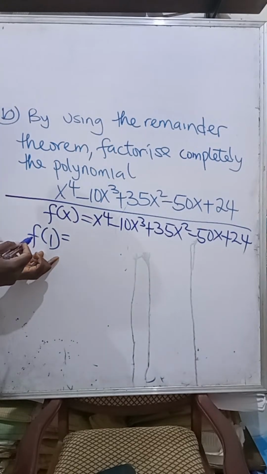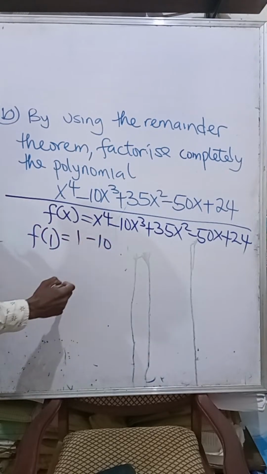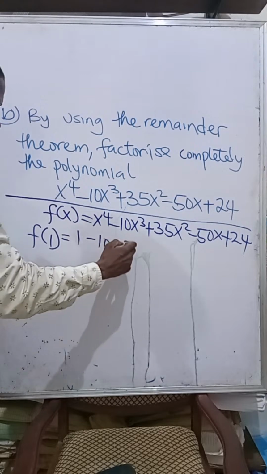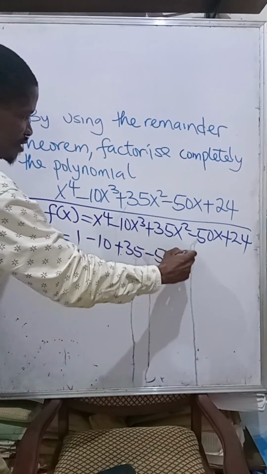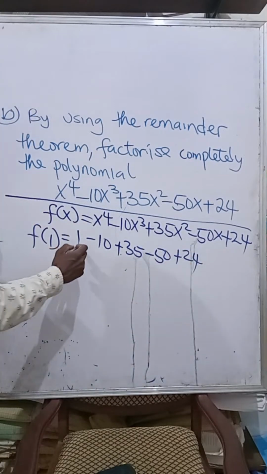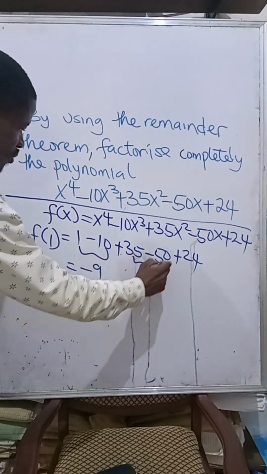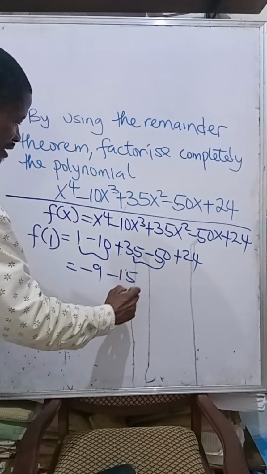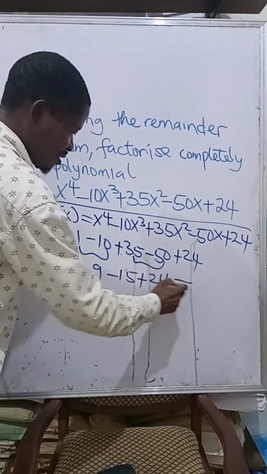If you pick one here, let's put it into this equation. So that'll be 1 minus 10 plus 35 minus 50 plus 24. That's what we have there. This 2 will give us minus 9. This one also will give us minus 15. And then plus 24. So this is equal to 0.